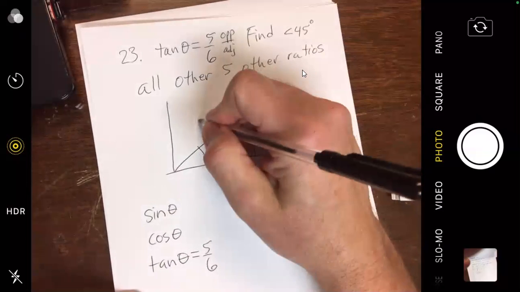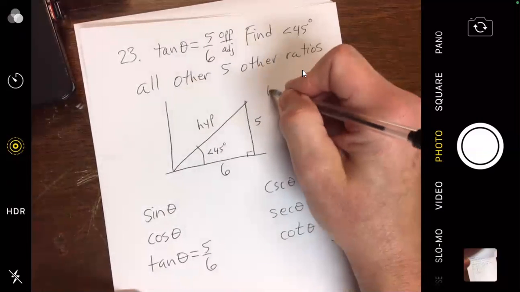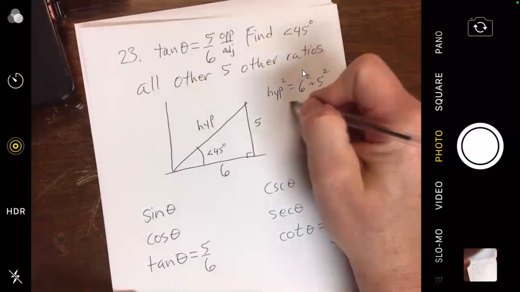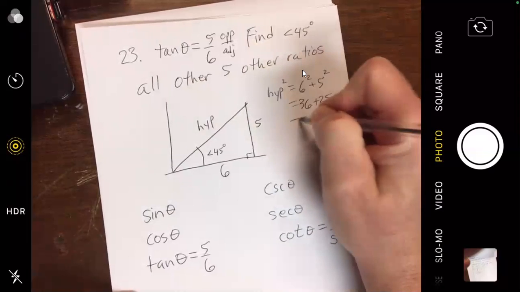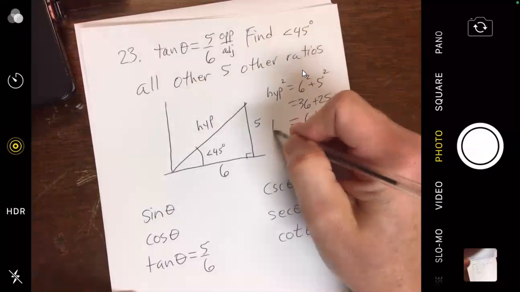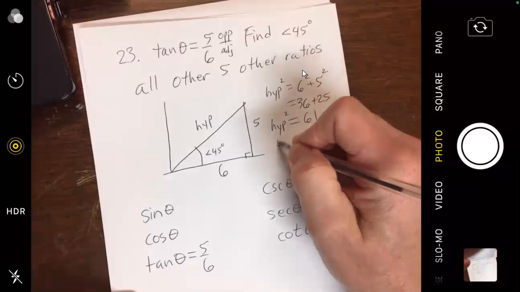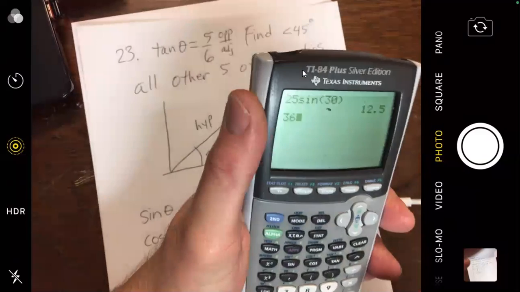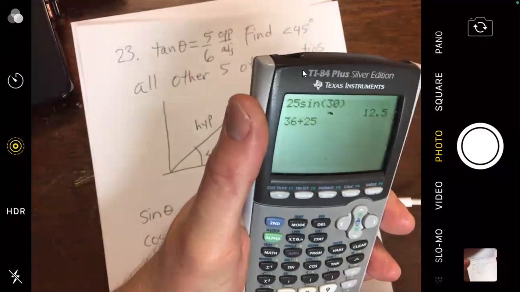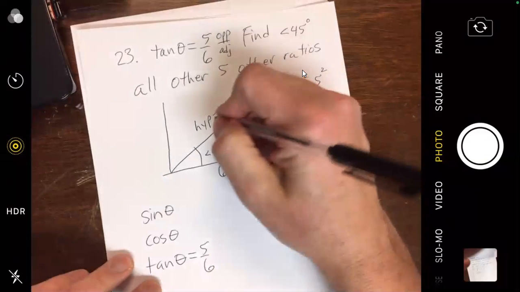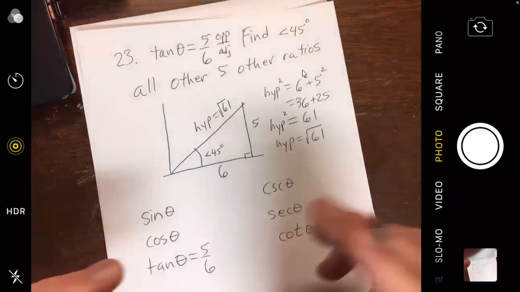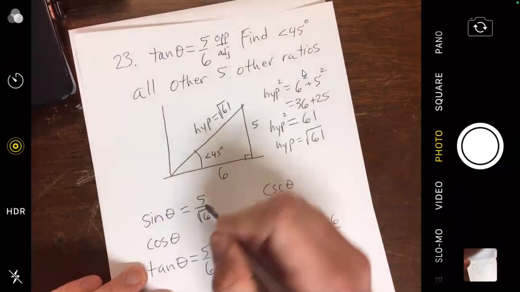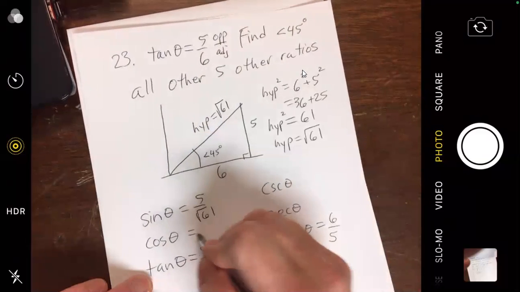All right, I need the hypotenuse. Hypotenuse squared is 6 squared plus 5 squared. 36 plus 25. Isn't that going to be 61? Probably shouldn't do that in my head. Maybe I should double check. 36 plus 25, 61. All right. The hypotenuse is going to be the square root of 61. Once I know that, the sine, opposite over hypotenuse, is 5 over root 61. We won't make you rationalize. The cosine is 6 over root 61.